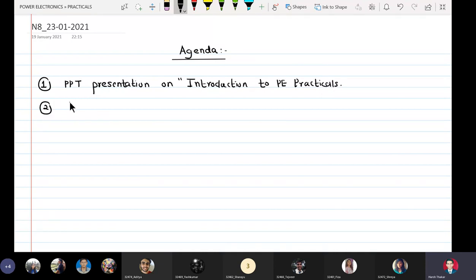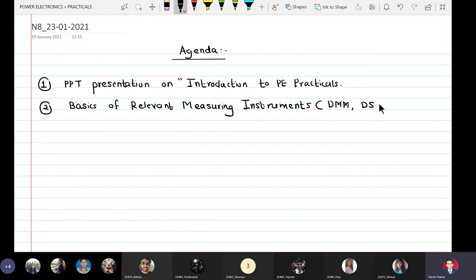Second is basics of relevant measuring instruments, specifically DMM and DSO, that is digital storage oscilloscope.